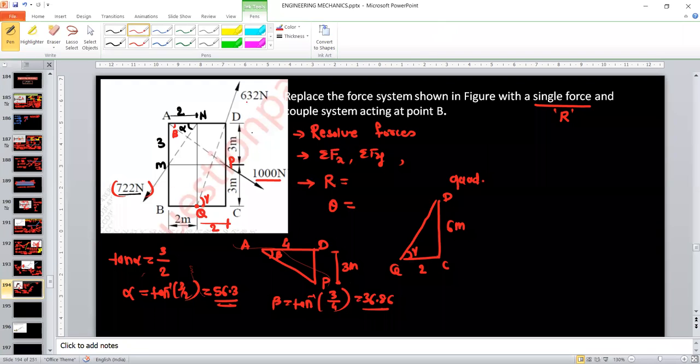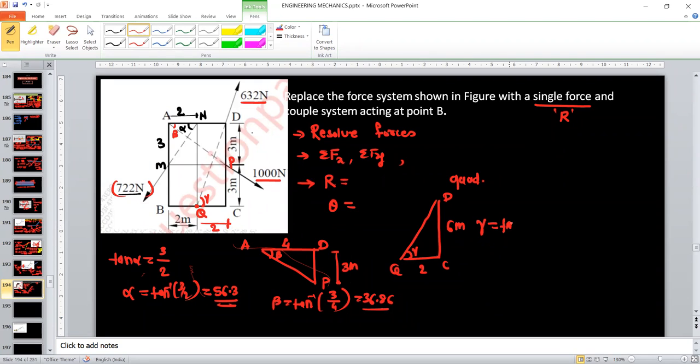To find out the angle for 632 Newton, we should consider this triangle QCD. So in the triangle QCD, CD is 6 meter, QC is 2 meter. So gamma is equal to tan inverse 6 by 2, so this is 71.56 degree. So you have got all the angles alpha, beta and gamma. Next step is we have to resolve the forces.